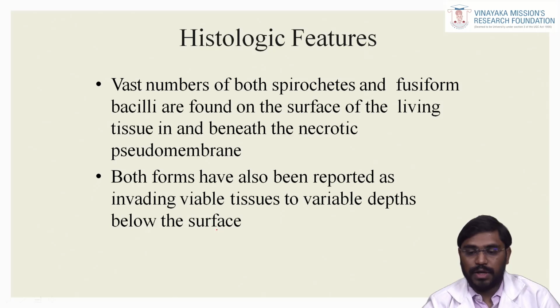Vast numbers of both spirochetes and fusiform bacilli are found on the surface of the living tissues in and beneath the necrotic pseudomembrane. Both forms have also been reported as invading variable tissues to variable depths below the surfaces.